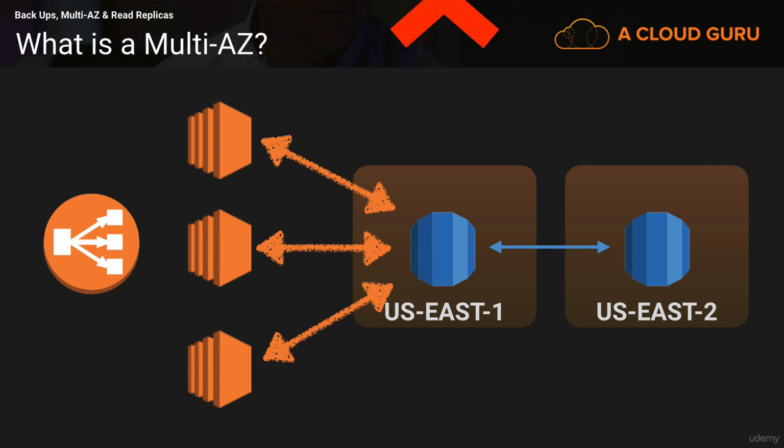And the advantage to this is that if you lose US East 1, AWS will automatically fail over to US East 2, and it will use the same DNS endpoint. So you don't need to change the connection string on your EC2 instances. It's automatically going to fail over, and it's going to use the same DNS endpoint. So that's really great. It means that you get multiple availability zones, you get all the automatic failover, and you don't have to worry about doing any kind of connection string updates.